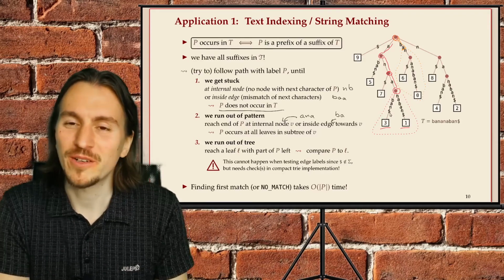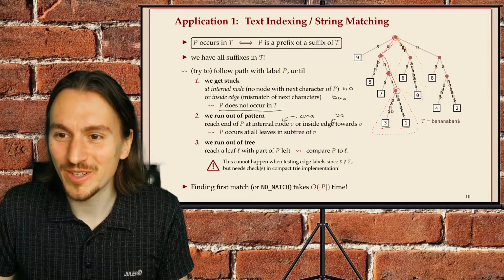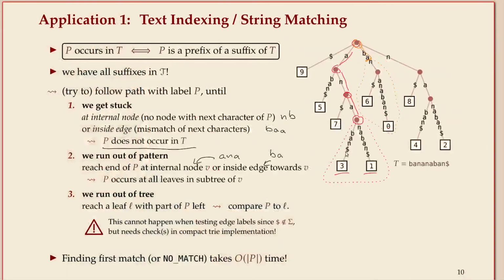If we assume that the pattern cannot contain the $ sign, we cannot run out of tree, because we would have a mismatch with the dollar at this point. The only option for this to happen is if you somehow scan past the dollar, but if that doesn't occur in the pattern, it cannot happen. So this case is not really relevant for the text indexing problem. But in general, it can happen if you're using tries for more general problems. That's why I listed it here.